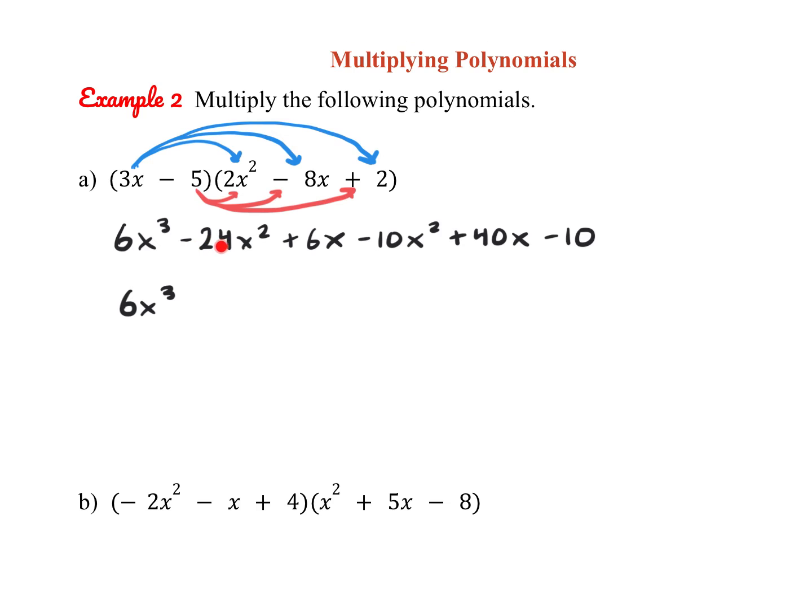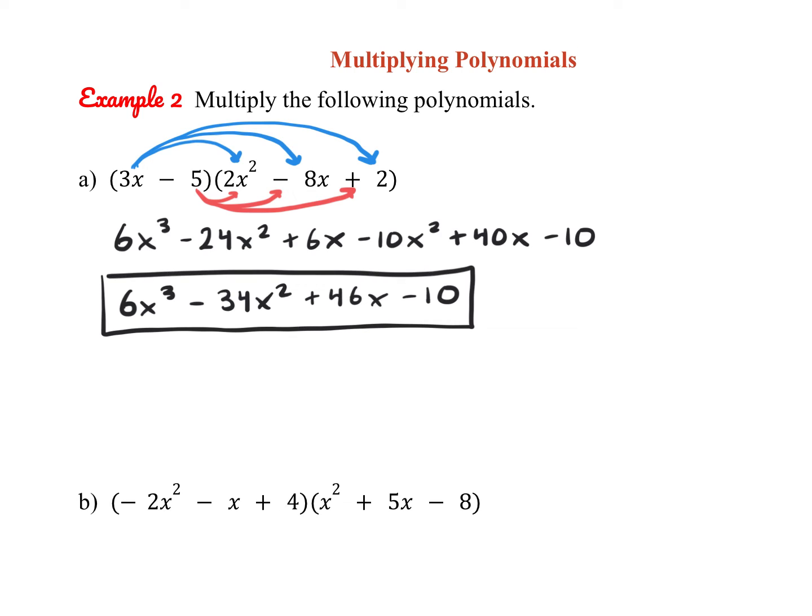Here we have negative 24x squared and negative 10x squared, which gives us negative 34x squared. Then we have 6x plus 40x, so 46x. And then we have our constant, minus 10. Again, we're just making sure our final answer is in that standard form.